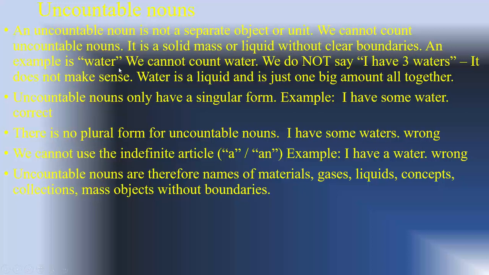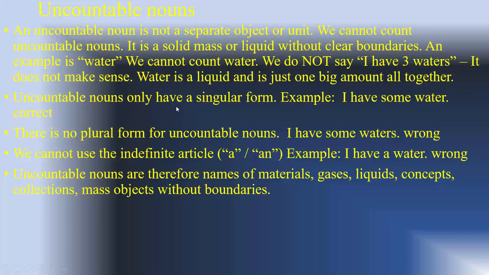An example: water. No water, one water, two water. There is only water. An amount of water, a mass of water. We cannot count water. We don't say I have 3 waters. It doesn't make sense. Water is a liquid and is just one big amount altogether. So we say liter of water, cup of water, tank of water, and so on.